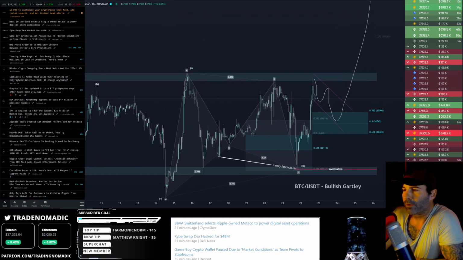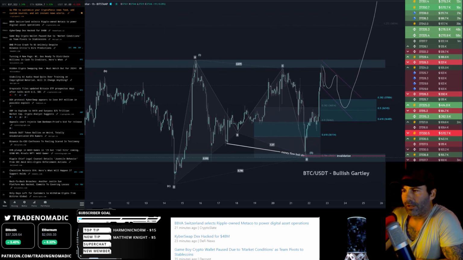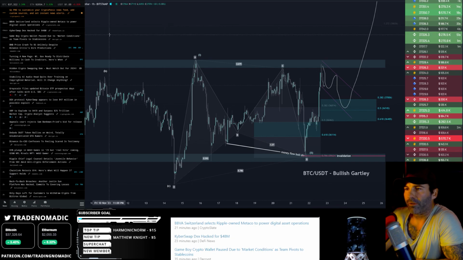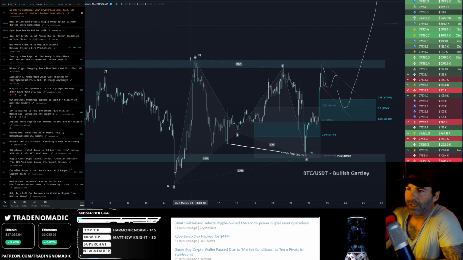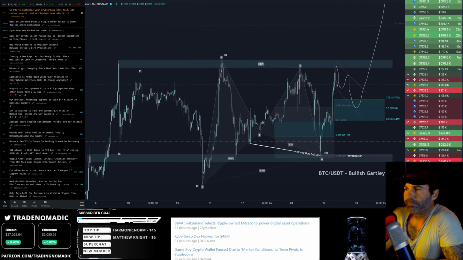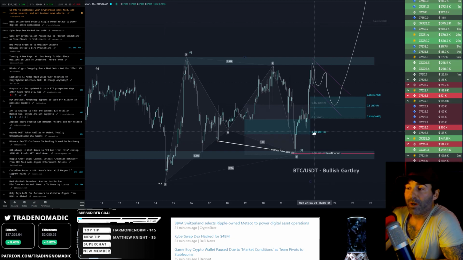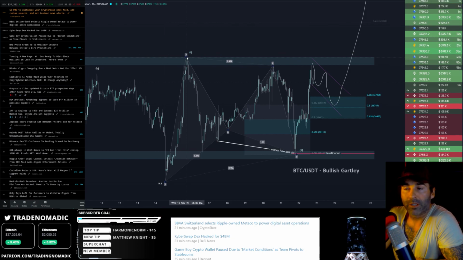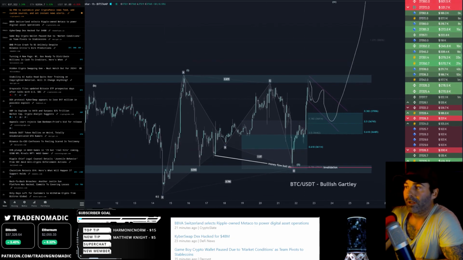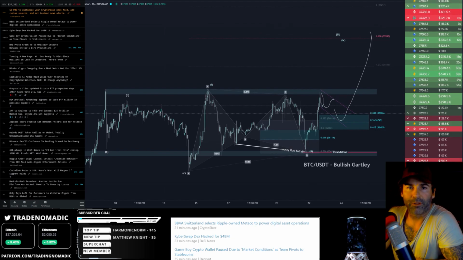Now, if we were trying to invalidate the idea of maybe this is an expanded flat, well, actually, it didn't expand. It doesn't look like it made new highs. But if we wanted to invalidate further downside, we would just say, hey, a high above wave 1 is going to confirm a minimum extension to 40,000 from here.